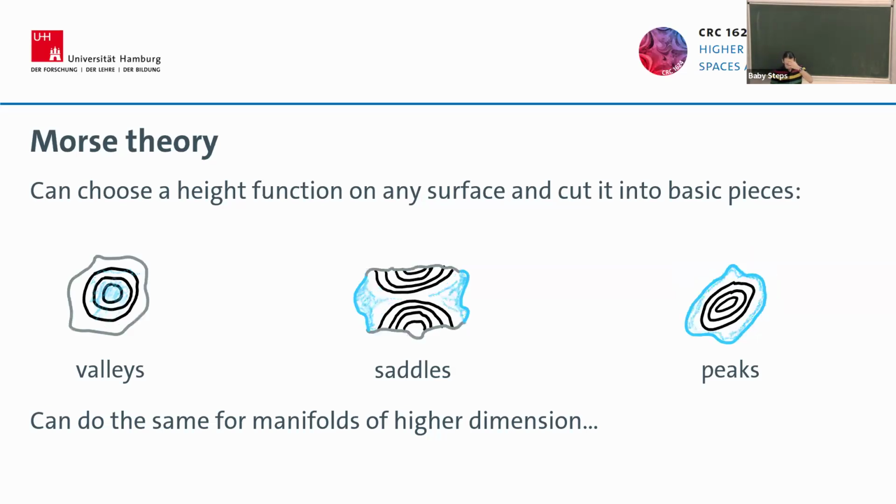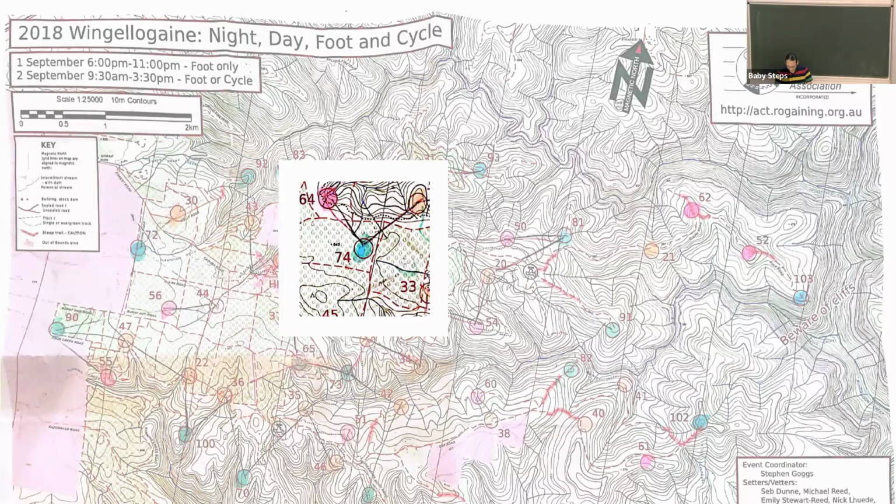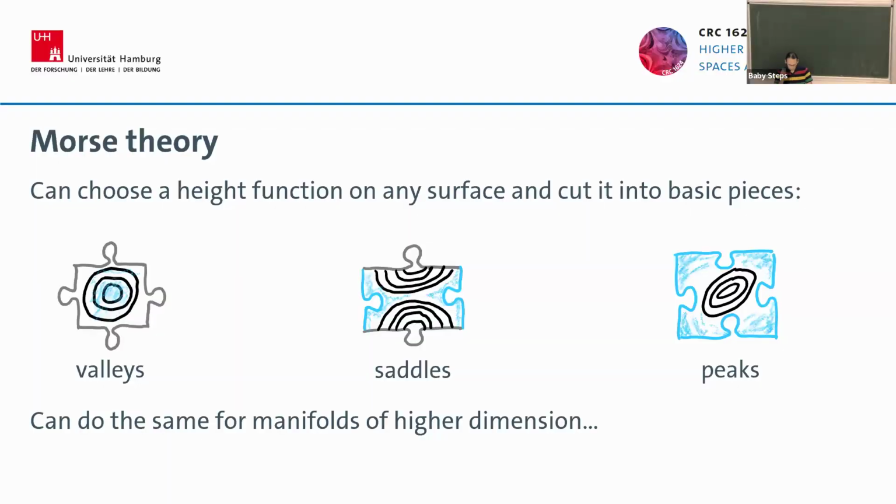Okay, and in differential topology, this is explained by Morse theory. Morse theory implies that you can choose a height function on any surface and cut it into basic pieces: valleys, so neighborhoods of local minima in elevation, saddles and peaks. And any surface can be built by starting with the valleys, then gluing on the saddles, and then finally gluing on the peaks, proceeding from low elevation to high elevation.